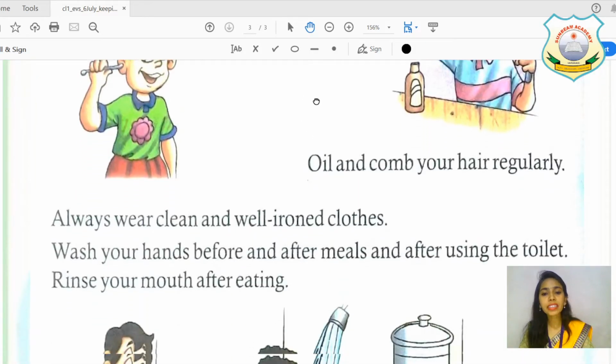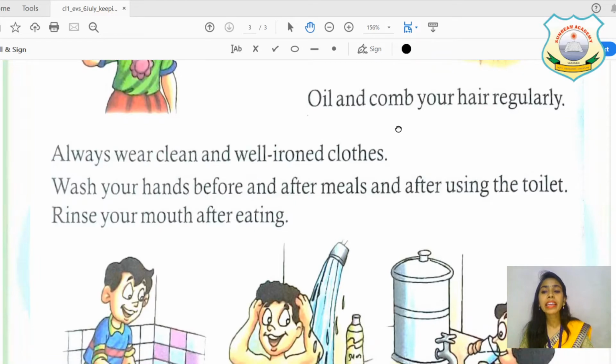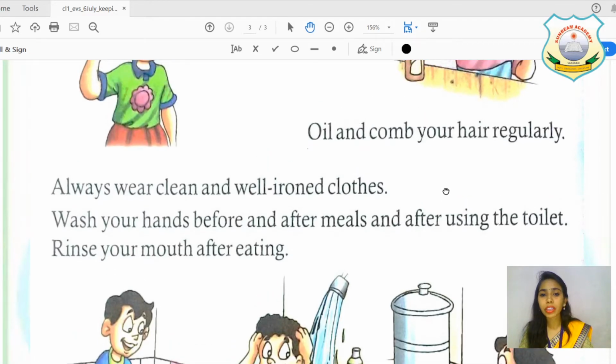Now the next point is oil and comb your hair regularly. So what you should do? Yes, generally children, I have seen nowadays you do not oil your hair. Now if I give you a small example, have you seen a small plant, a sapling? How it grows? When you water that plant every day, you can see that the plant slowly grows into a big tree. And the same thing happens with your hair. So oil is a must for your hair. If you want to keep your hair healthy, if you want your hair to grow long, then you need to apply oil regularly.